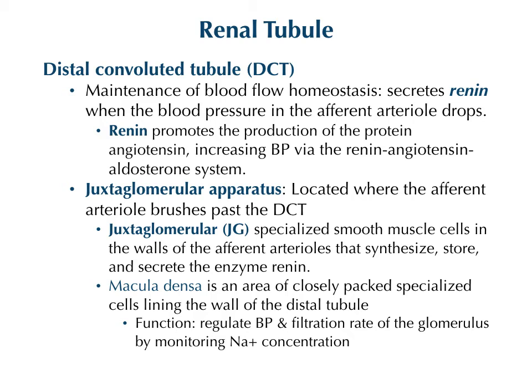The JG cells, or juxtaglomerular cells, are part of the afferent arterioles, which are responsible for secreting renin. Renin increases blood pressure via the RAS, renin-angiotensin-aldosterone system. Juxtaglomerular cells are derived from smooth muscle cells of the afferent arterioles.